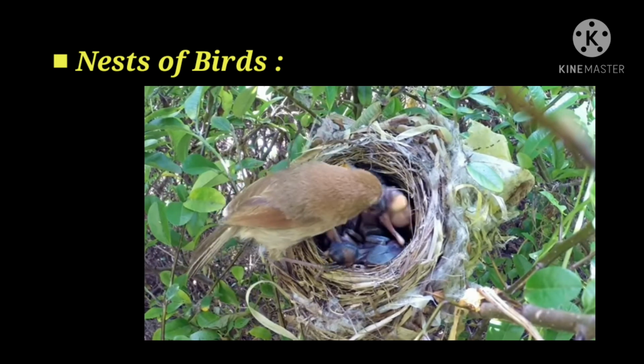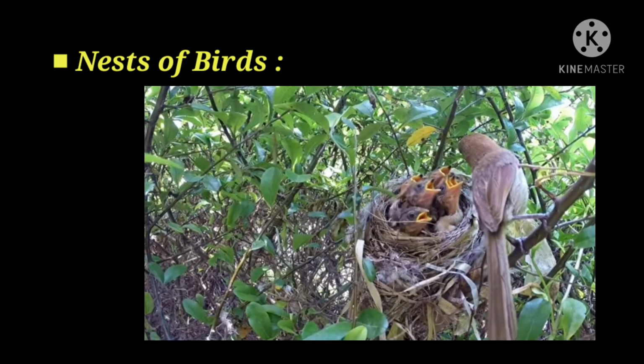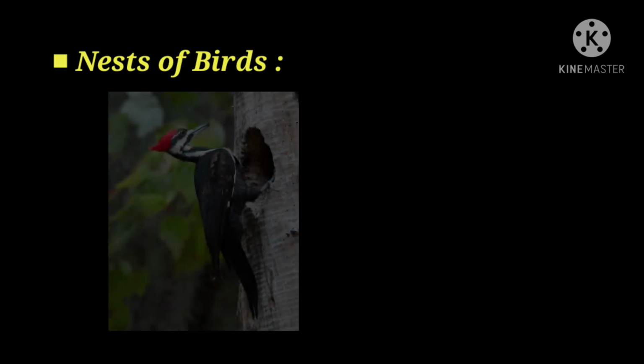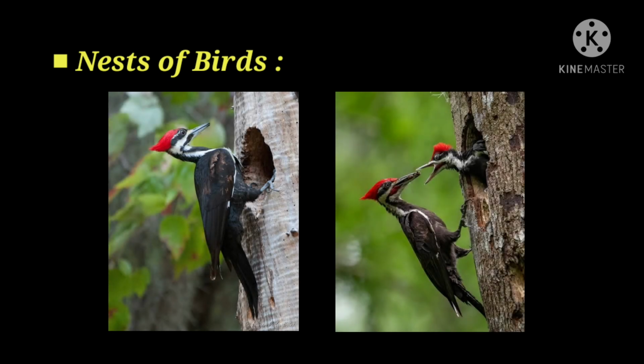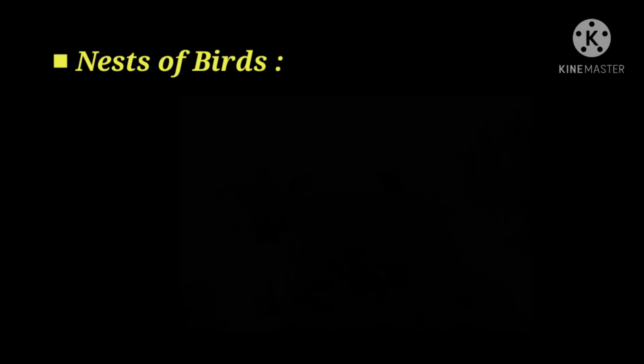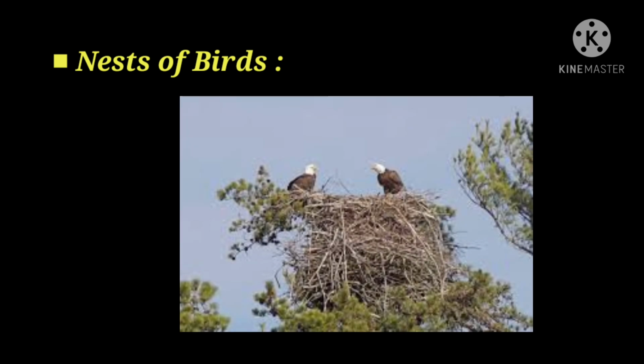Now we will discuss different types of nests built by different types of birds. So for example, the woodpecker generally makes its nest in the holes on the tree trunk. Next, some birds like eagle make their nest on the high branches of the tall tree or on the rocks. This type of nests are called eyries.